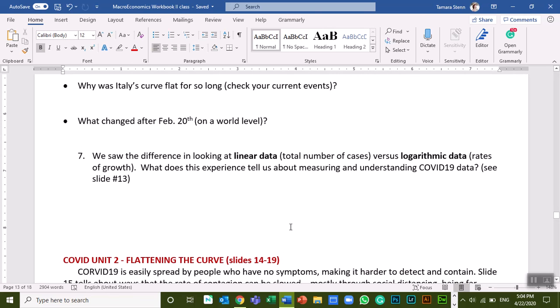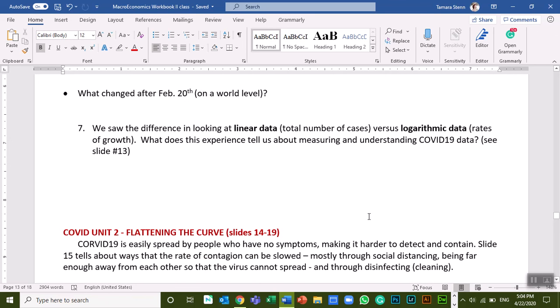Okay. Number 7 is we saw the difference in looking at linear data, which is the total number of cases, versus logarithmic data, which is the rates of growth. Okay, and we also looked at the exponential data. So what does this experience tell us about measuring and understanding COVID-19 data? Okay, and the hint is to look at slide number 13. That's going to give you some more information in our PowerPoint.